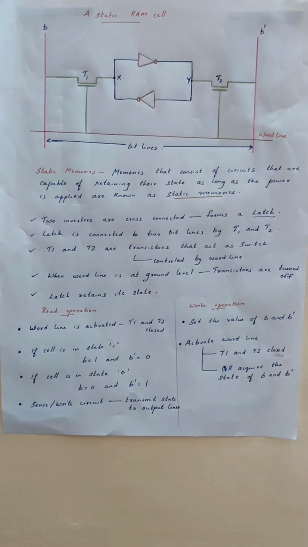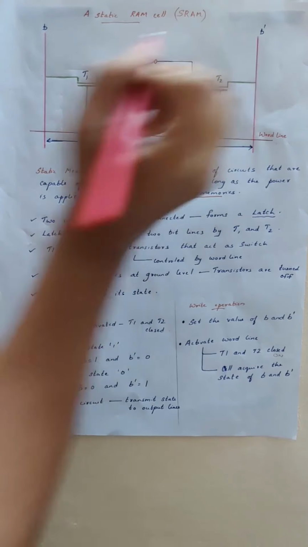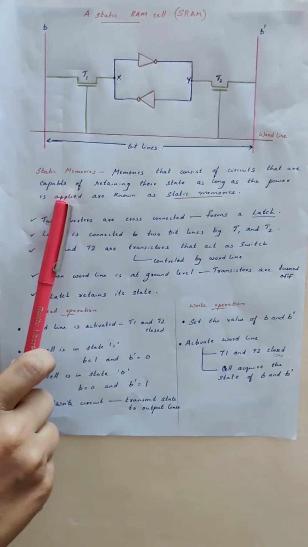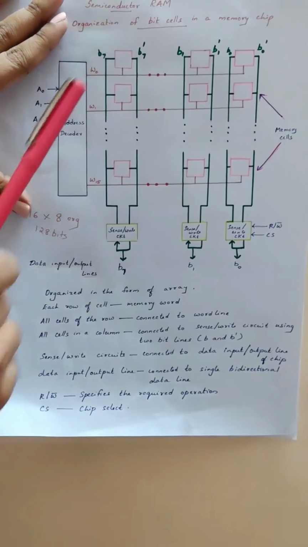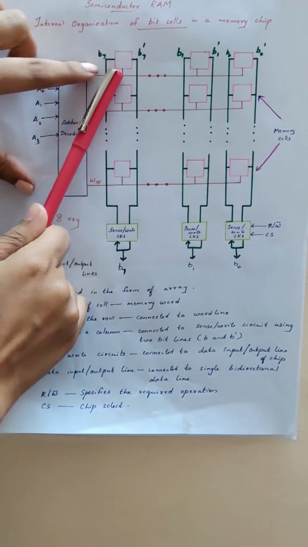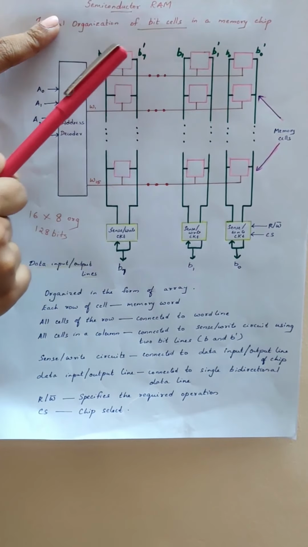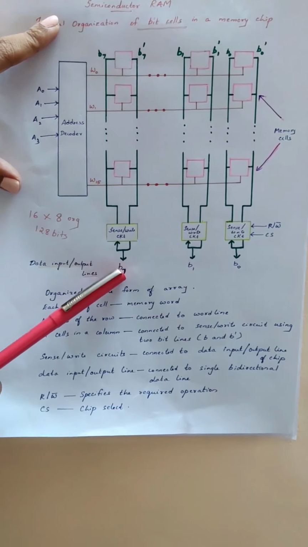A static RAM cell is denoted by SRAM. Moving on to the definition, the storage element in a static RAM cell is a latch, and it stores the information as long as the power is applied to it. These memories are called static random access memory. Here in the diagram, I have shown one memory cell. If you remember the previous diagram, there we have many memory cells. Take one memory cell. This memory cell is connected to a word line W0. It is also connected through the bit lines B and B dash to a sense/write circuit. From the sense/write circuit, it is connected to a data input or output line. So this is the configuration.